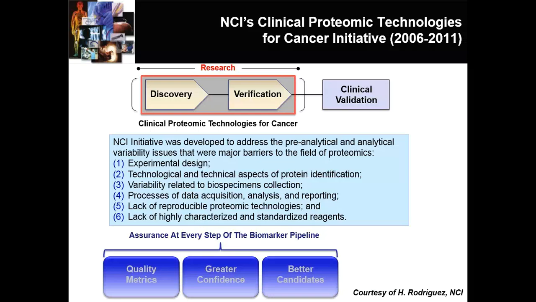So NCI stood up an initiative in 2006, and it had a lifetime of about 5 years, called the Clinical Proteomic Technologies for Cancer Initiative. NCI stood this up to develop approaches to address a number of issues related to the variability from multiple sources in the development of these multi-index, multivariate assays in the field of proteomics. And I won't read them all here, but you can see them before you.